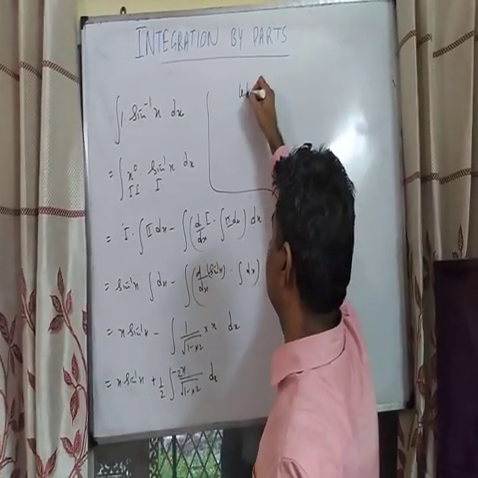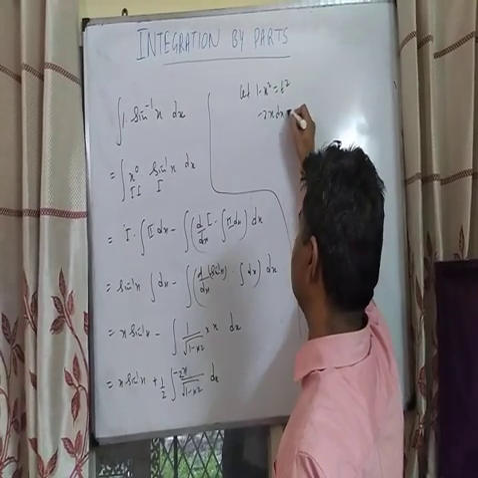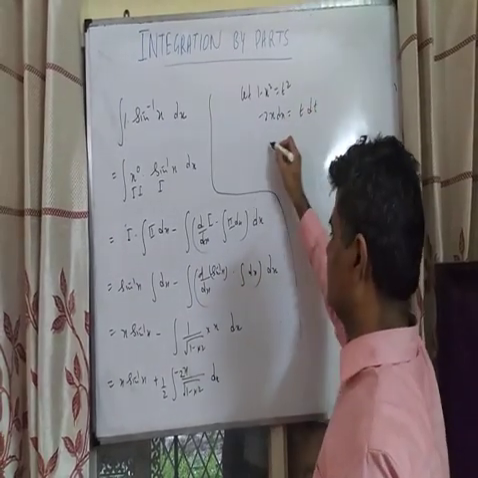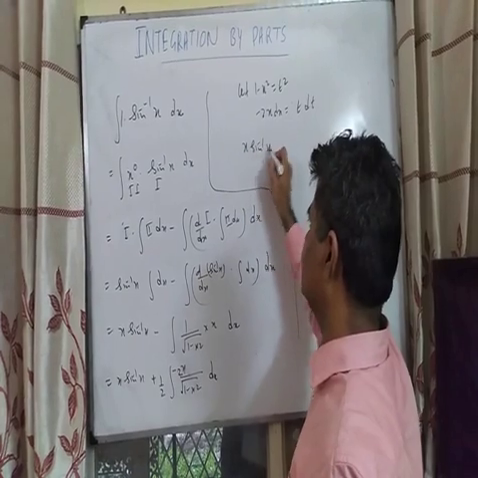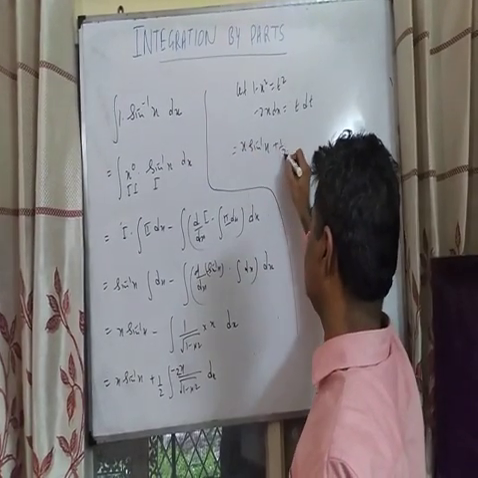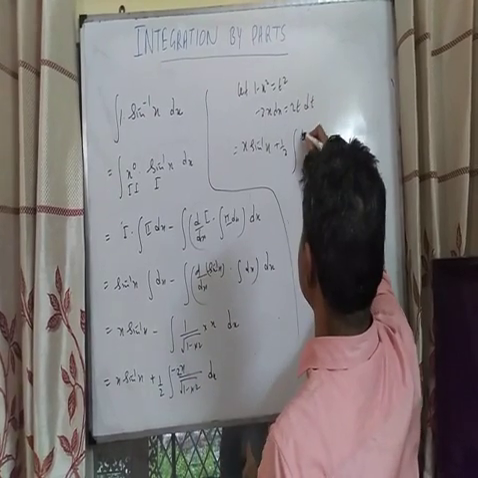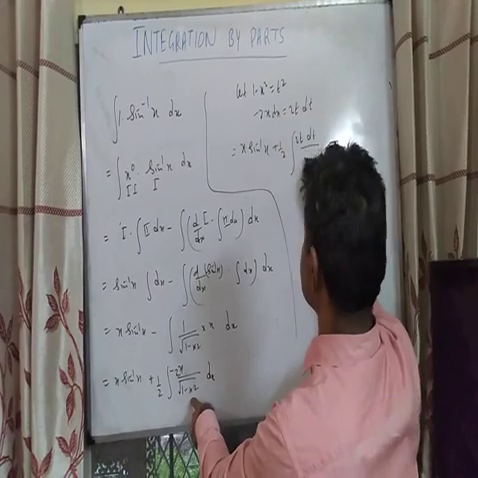So now let 1 minus x square equal t square. So minus 2x dx equals 2t dt. It means the whole integration is x sine inverse x plus 1 by 2, where minus 2x dx is replaced by 2t dt, divided by, since we have put 1 minus x square equal to t square, it is t.